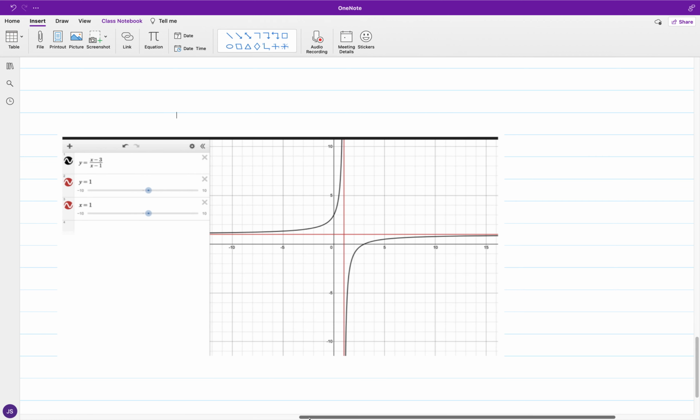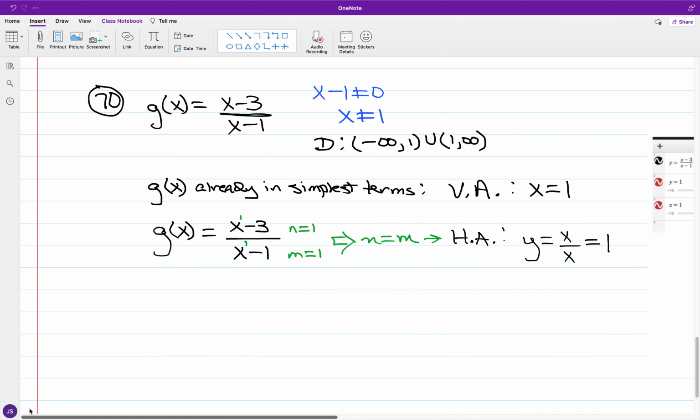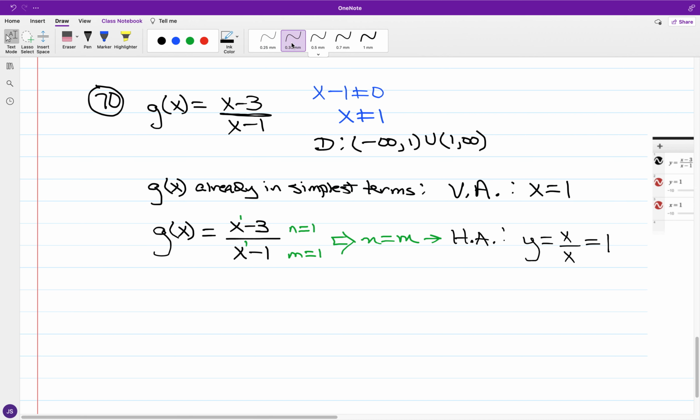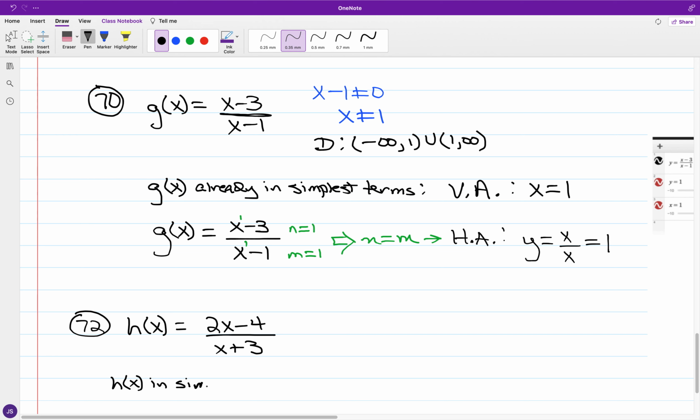All right. Now, with what we have also in simplified form, and we've got for the case in number 72, this time we have h of x, and that is equal to 2x minus 4 all over x plus 3. And again, h of x is already in simplest terms.